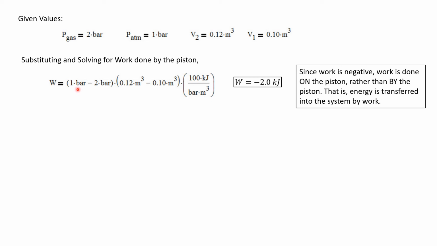It's the pressure of the atmosphere, which is 1 bar, minus the pressure of the gas, which is 2 bar, times the final volume, which is 0.12 cubic meters, minus the initial volume of 0.1 cubic meters. And again, we'll convert bar cubic meters to kilojoules. And we calculate that work done by the system during the process is minus 2 kilojoules. Now, since the work is negative, work was actually done on the system, not by the system. In other words, work added energy to the system, and remember, the system is the piston. So energy was added to the piston by work.